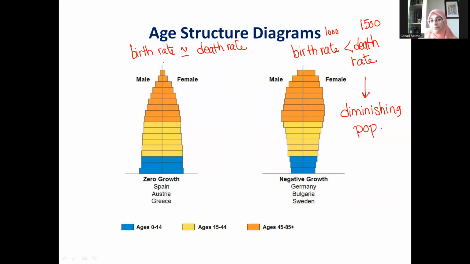whereas here, the birth rate is almost equal to the death rate. So you have an almost constant population. So in zero growth, you have an almost constant population, whereas in negative growth, you have a diminishing population in size.